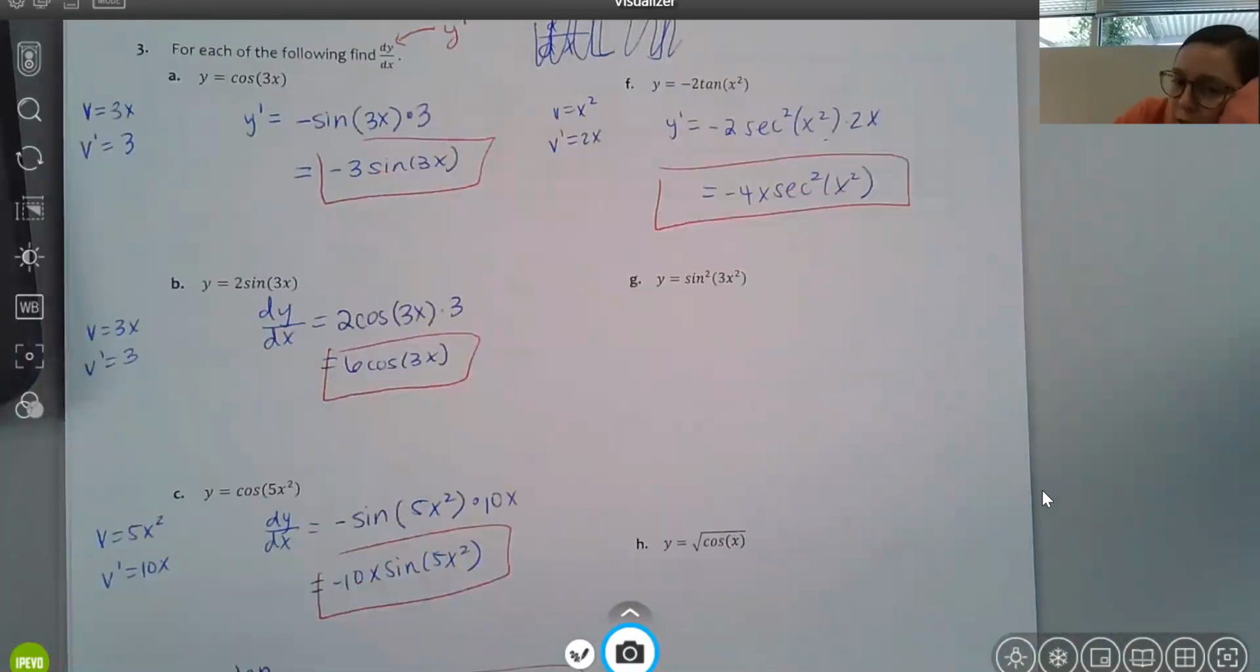All right, G is a little bit tricky because we're trying to find the derivative of sine squared of 3x squared. So think about, in this case, I actually have more than one inside. I have really 3 chains. So normally it's just an outside and inside. Think about, in this case, what is my most outside function? The totally outermost outside function.